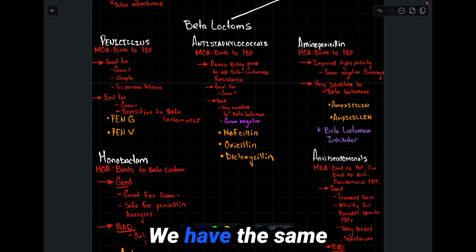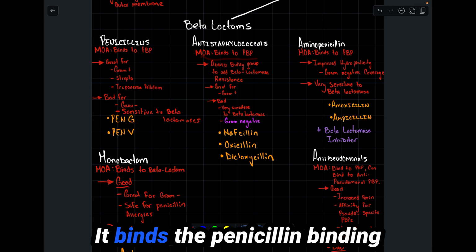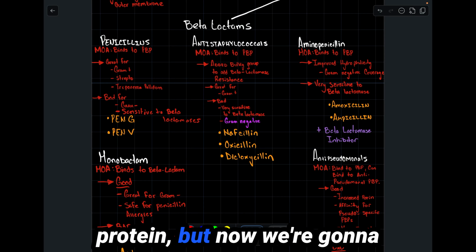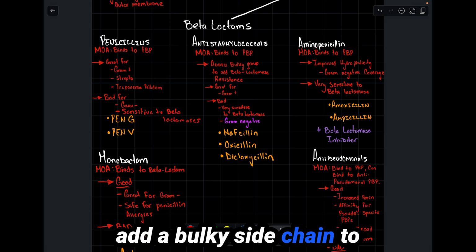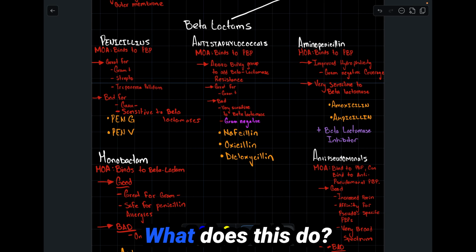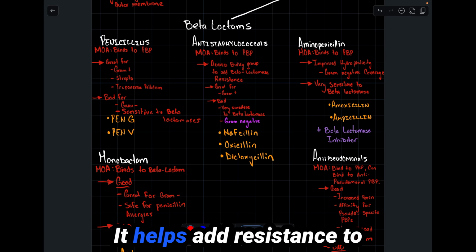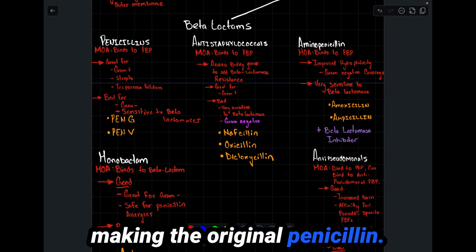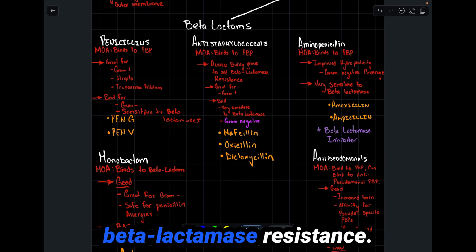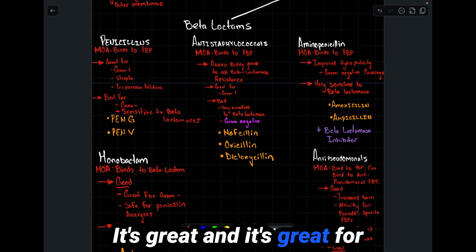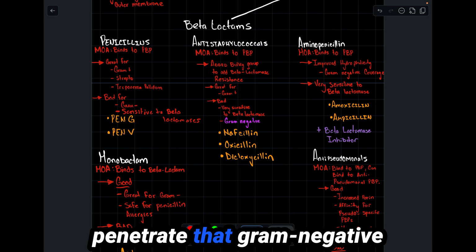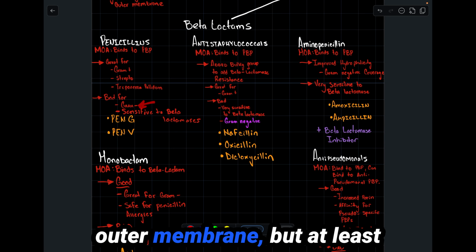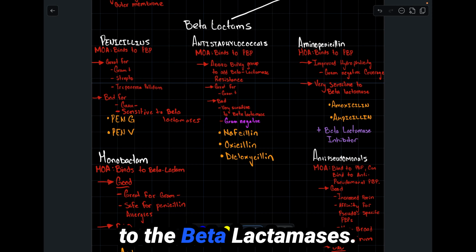Here, we have the same intrinsic mechanism. It binds the penicillin binding protein, but now we're going to add a bulky side chain to protect the beta-lactam ring. What does this do? It helps add resistance to that beta-lactamase that was making the original penicillin sensitive. It adds some beta-lactamase resistance. It's great, and it's great for gram-positive. It still can't penetrate that gram-negative outer membrane, but at least we have some resistance to the beta-lactamases.